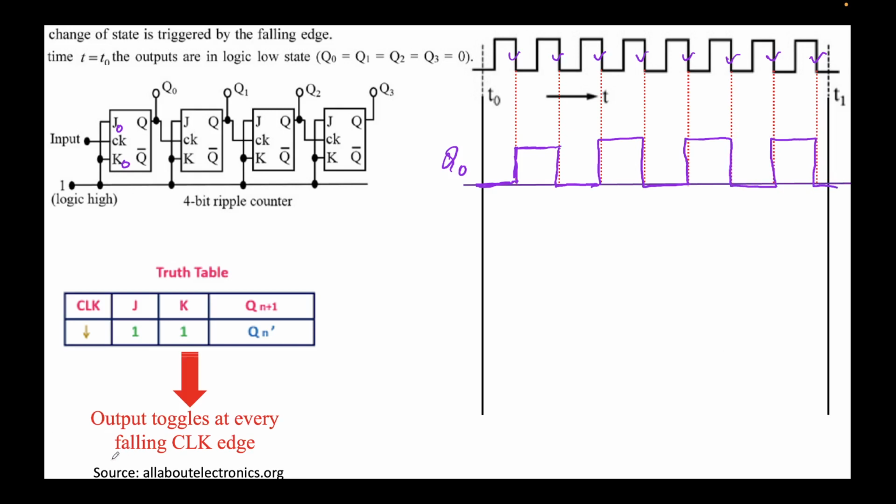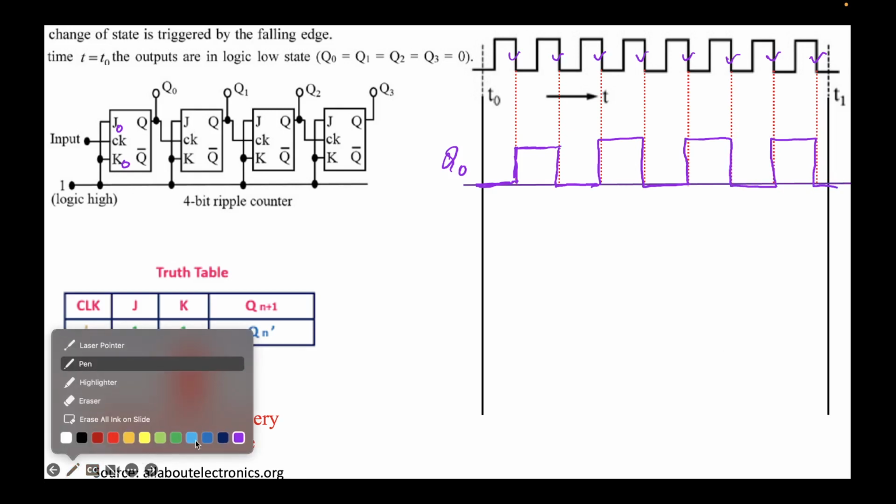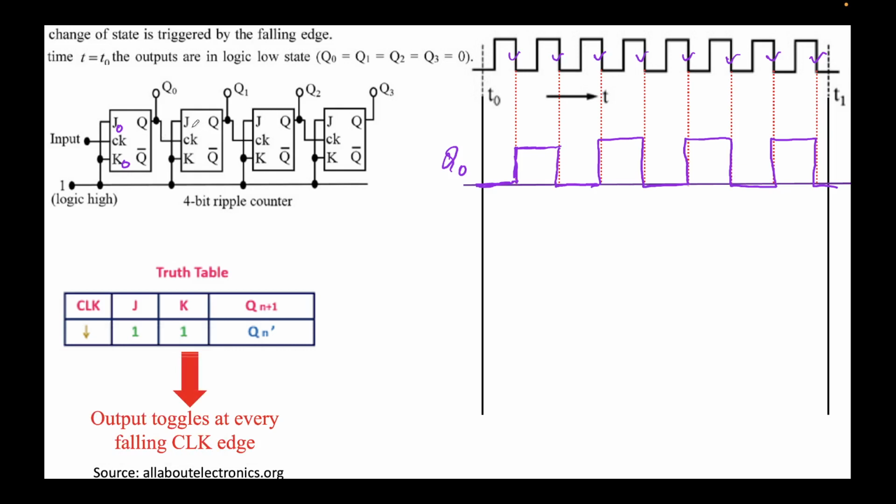Now we have obtained Q0. Now let's shift our focus to the J1 K1 flip flop, right? The clock to this flip flop is nothing but this Q0, and this is a negative edge triggered flip flop. So for J1 K1, we need to find the falling edges of this waveform. These are the falling edges of this waveform, right?